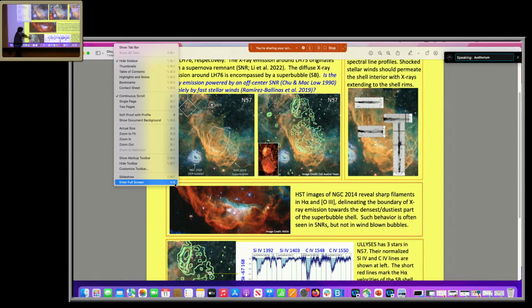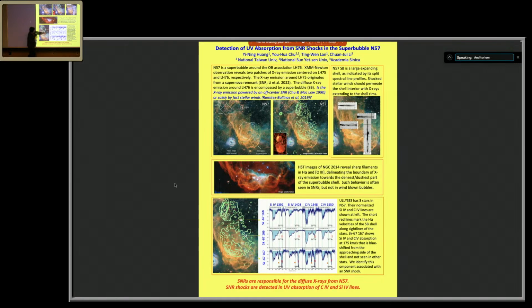Okay, the third piece of evidence is here's the UV spectra, silicon IV and carbon IV. 3 sightlines, 1, 2, 3. And this one is the only one that shows this component. And these 2 red lines are the H alpha velocities, which show the front side and back side of the superbubble. And this component is clearly blueshifted from the approaching side of the superbubble. So it's the SNR shock interior kind of coming toward us. So we think it's a supernova remnant inside the superbubble. So that's it.